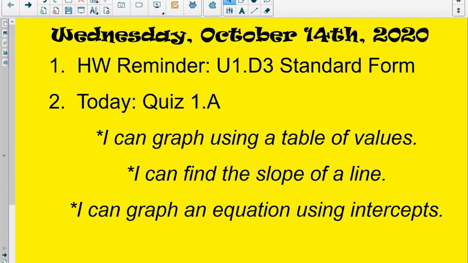Reminder to complete the homework for day 3 from earlier this week. And our learning targets on today's quiz are on the screen for you. I can graph using a table of values, which we will review with the problem. I can find the slope of a line, which we reviewed in our warm-up on Monday and Tuesday. And I can graph an equation using intercepts, which we'll see a review of from the Monday-Tuesday lesson.